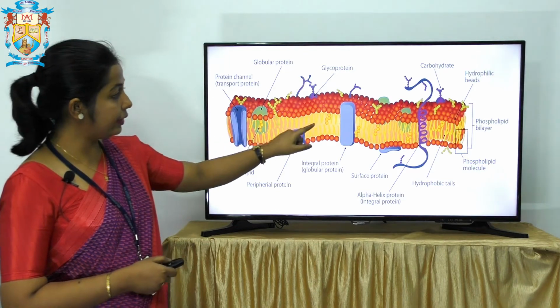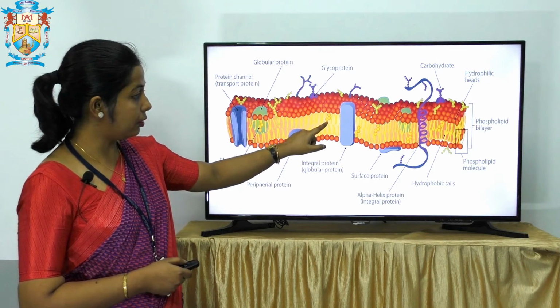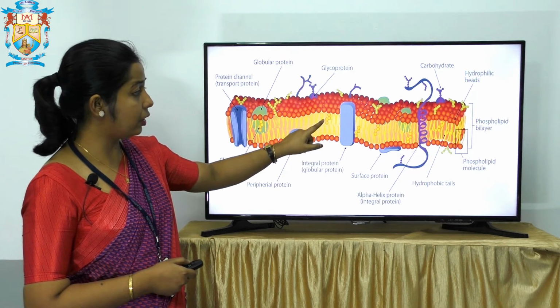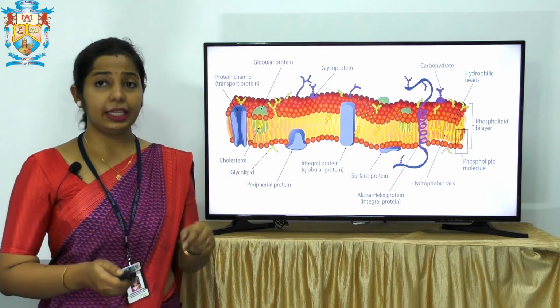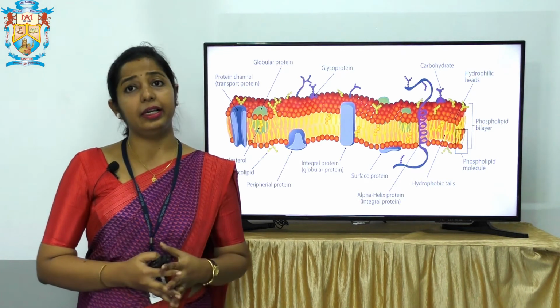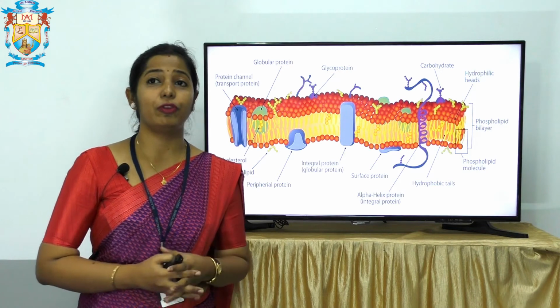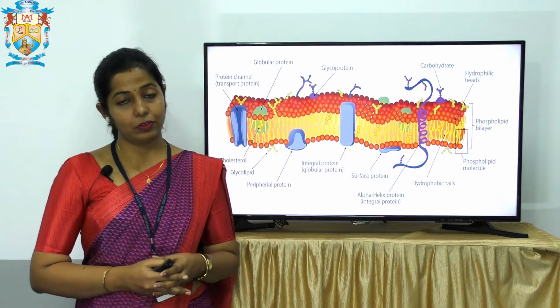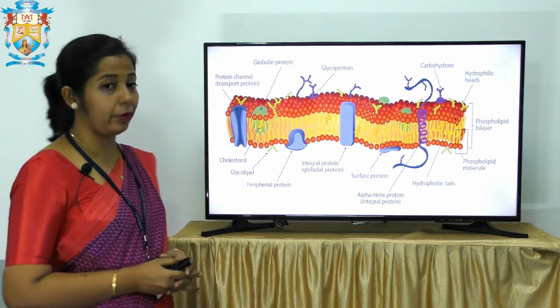Now, as you can see, there are some cyclic fused ring structures present in the core of the membrane. These are cholesterols. Cholesterol is another lipid composed of four fused carbon rings, and it is found alongside phospholipid in the core of the membrane.